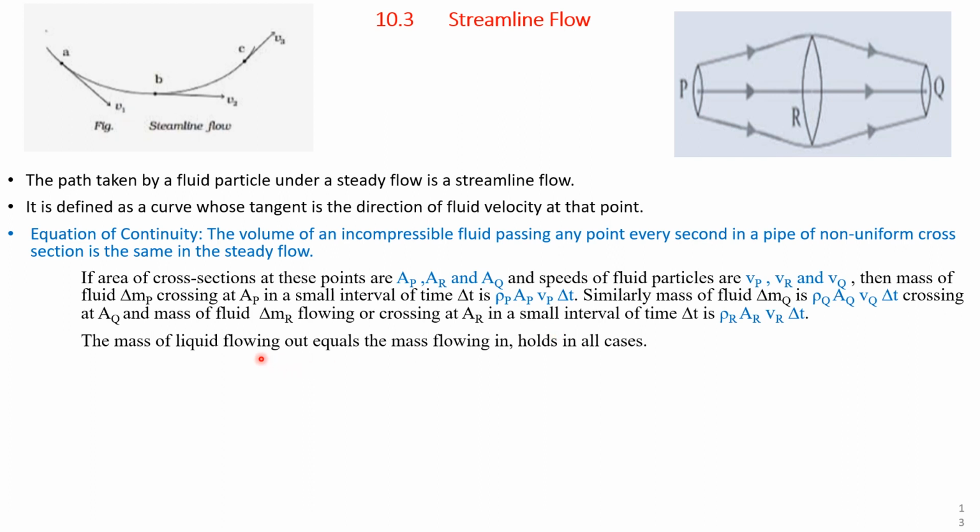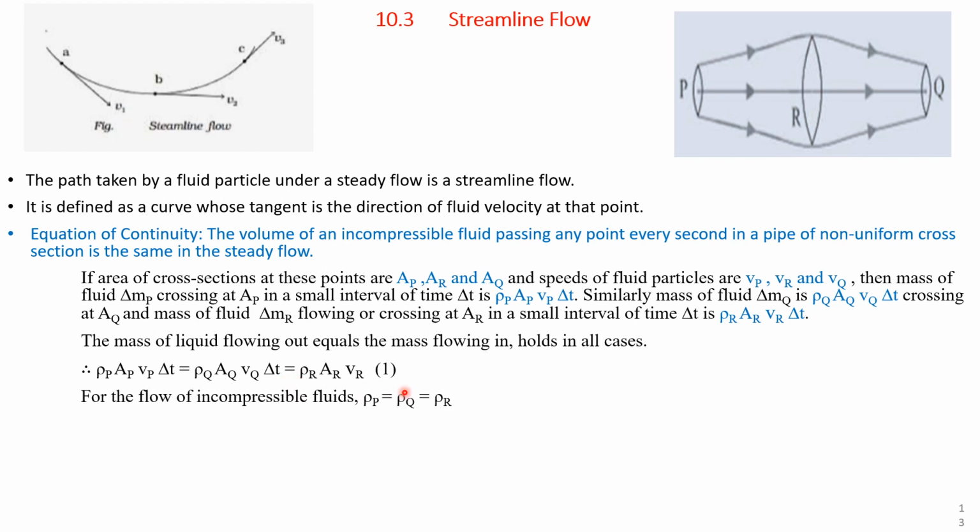Thus, the mass of liquid flowing out equals the mass flowing in, which holds good in all the cases. Therefore, these can be equated. That is, rho p into AP into Vp into delta t, that is the mass, is equal to rho q into AQ into Vq into delta t equals rho r into AR into Vr. Let it be equation 1.